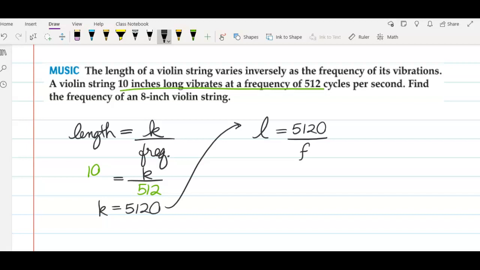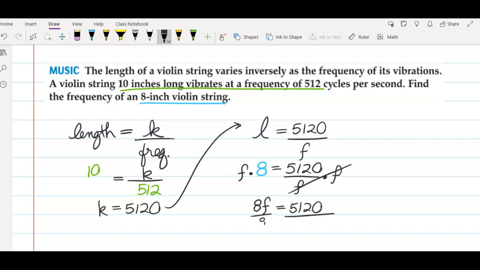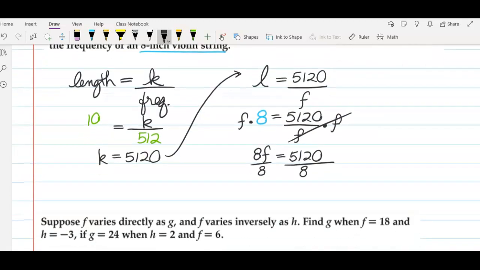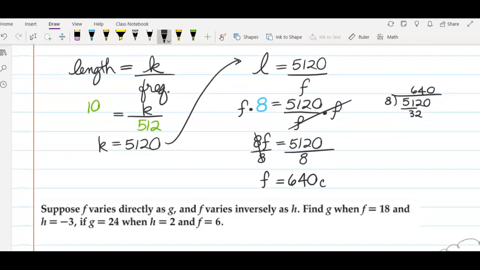Find the frequency of an 8-inch violin string. So I'm going to put 8 for my length, 5120 over f. I'm going to multiply both sides by f. 8f is 5120. Divide by 8. And that means that my frequency, let's see, that would be 5120, do the division, divide by 8. Goes in 6 times. 640. And looking at our units, that would be cycles per second.